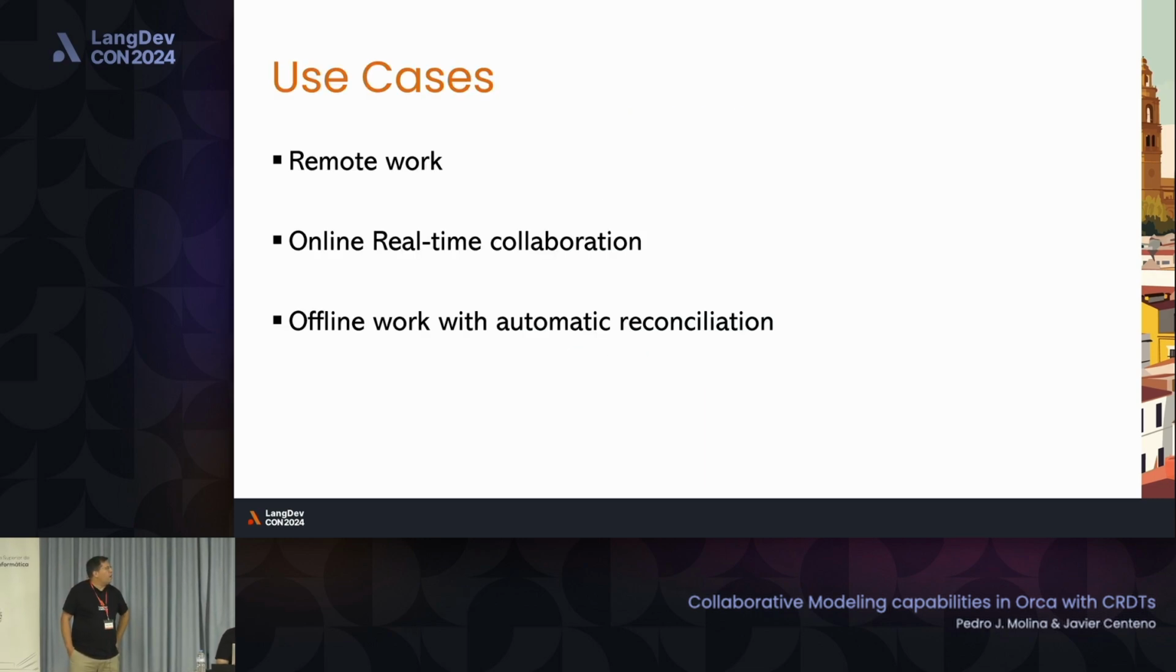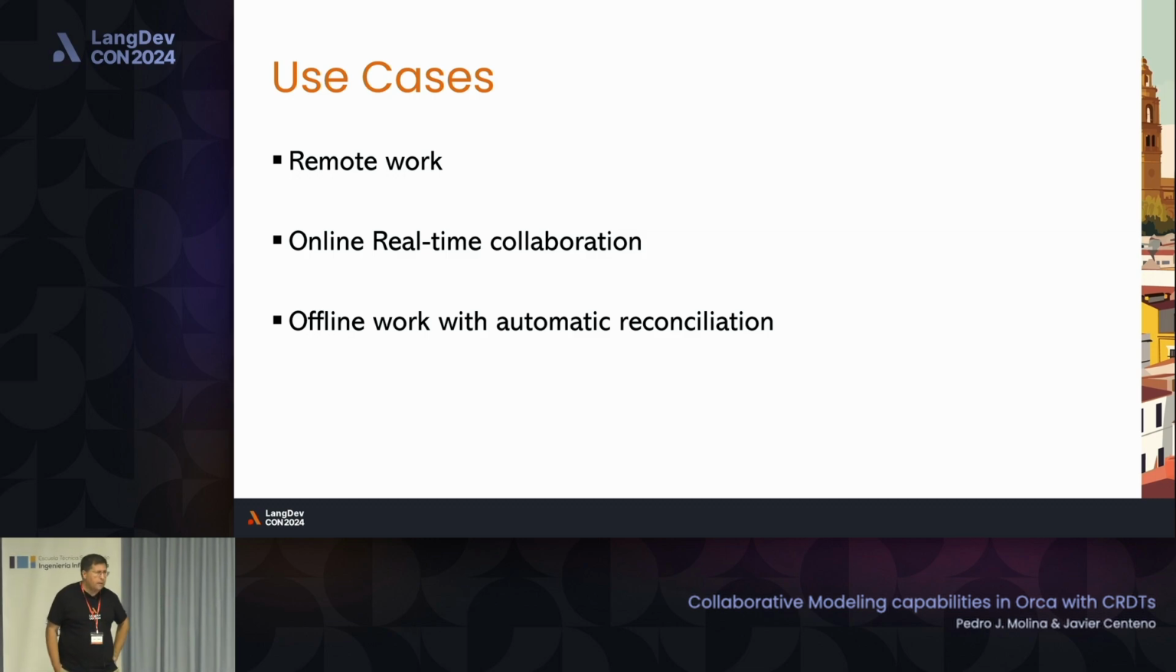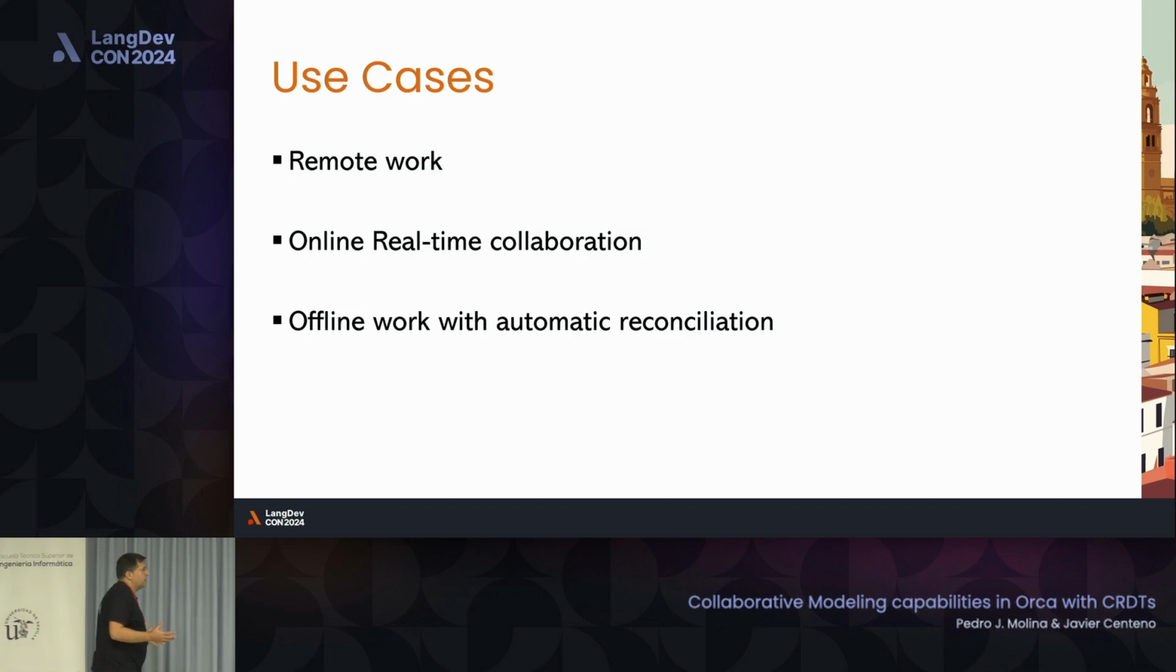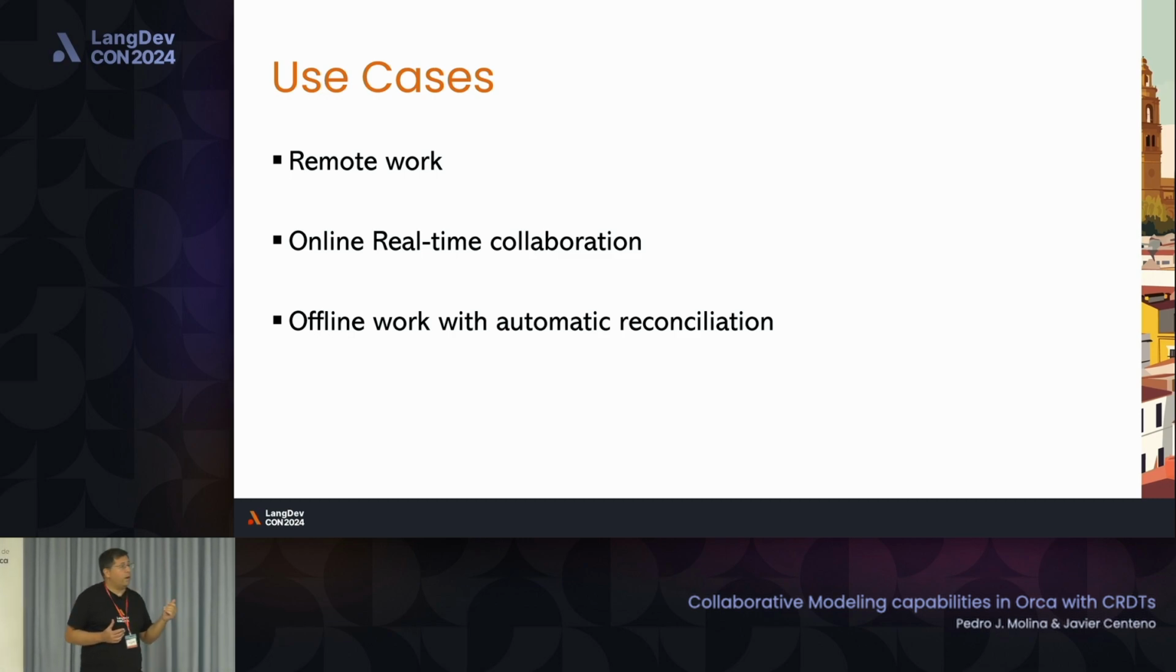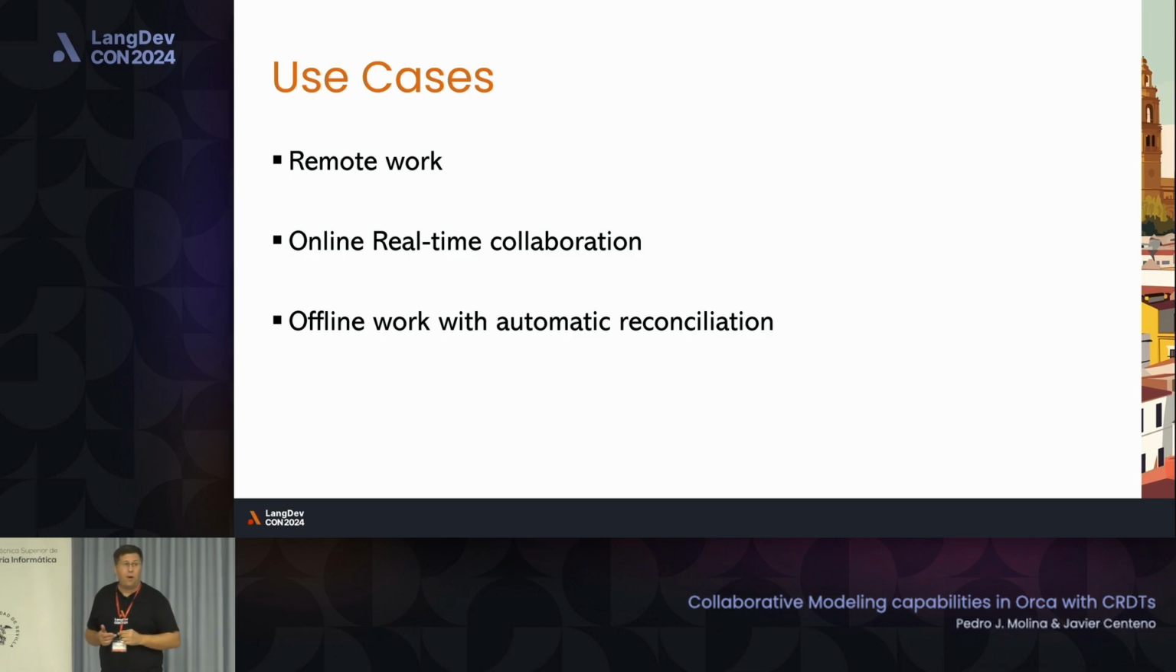So, why are we doing this? Basically, we want to be able to build three use cases. We come from a pandemic. We want to enable remote work. You know, we all have been there. If you are at home and you need to collaborate with others, how can we do it?